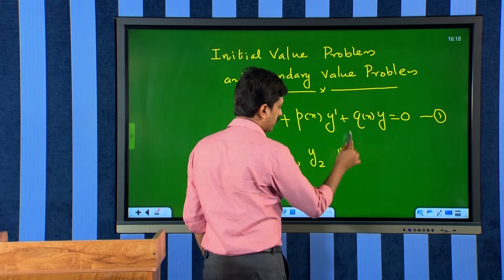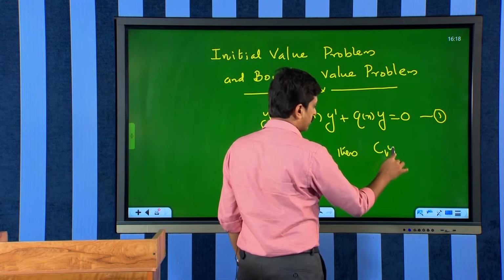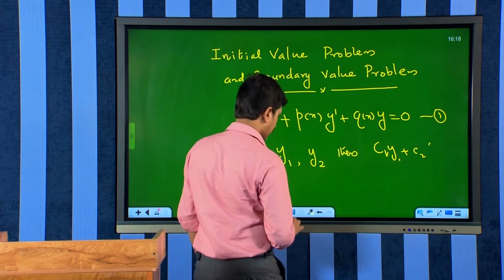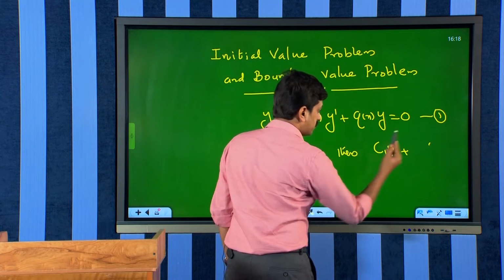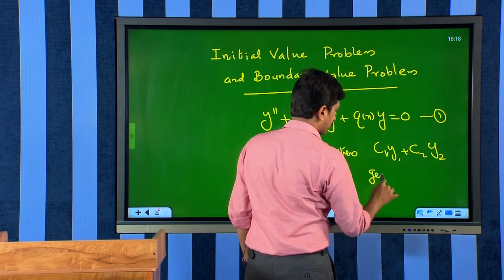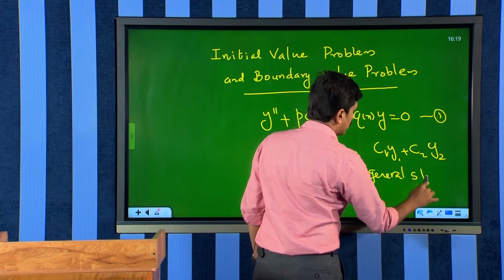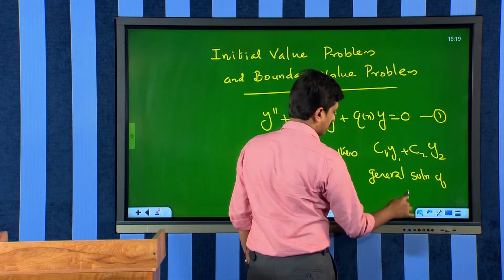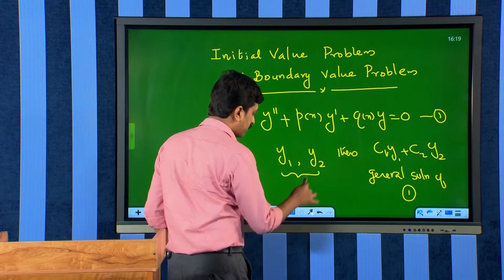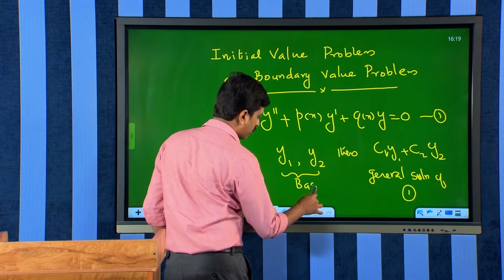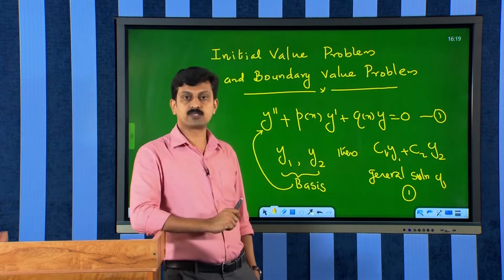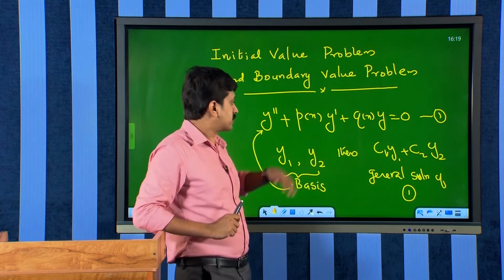Then we say that c1 y1 plus c2 y2 is the general solution of the differential equation 1. If they are linearly independent, this is called the fundamental system or the basis of the given differential equation y double dash plus p of x y dash plus q of x y is equal to 0. That we discussed just before.